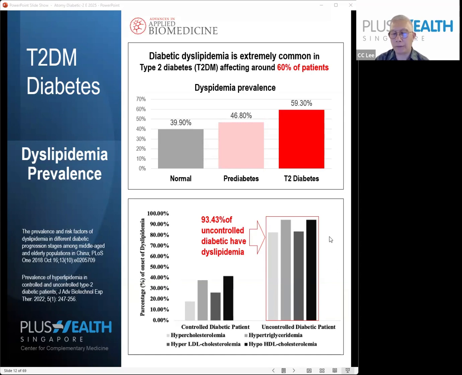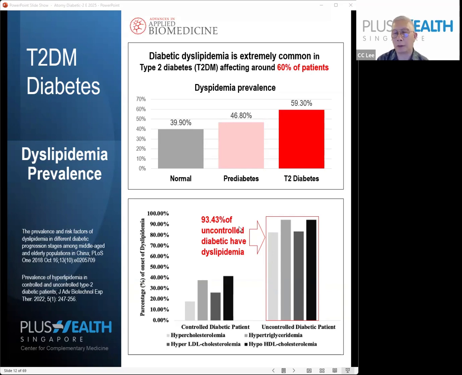Another study shows that if your diabetic condition is uncontrolled, meaning you are not able to control it, then it is almost certain, more than 90% chance, that you will suffer from some form of lipid disorder. You can see from this chart that about 93.4% of uncontrolled diabetics have this lipidemia.